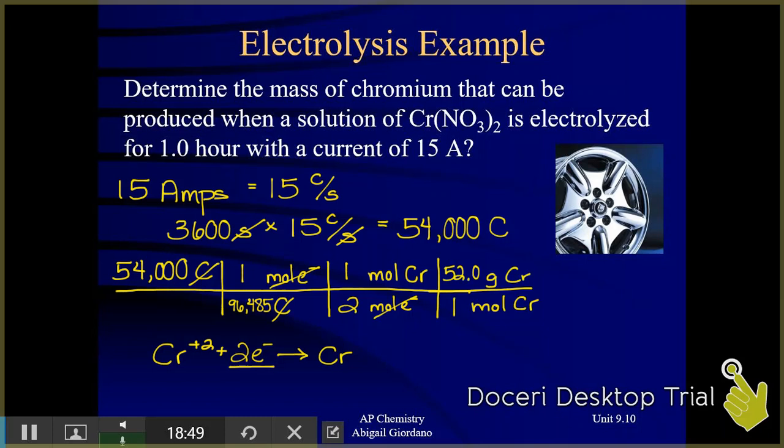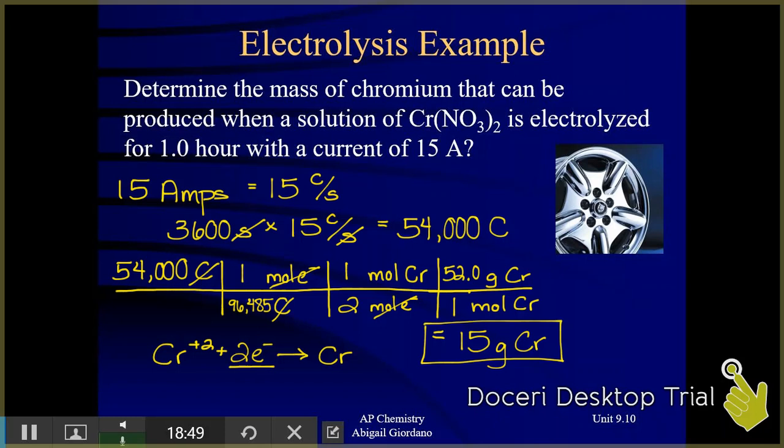Okay, and so when I run this, do all of my calculating here, multiply all the numbers across the top and divide by the numbers on the bottom. And let's see, I'm going to round to 2 significant figures. I get this. Final answer.